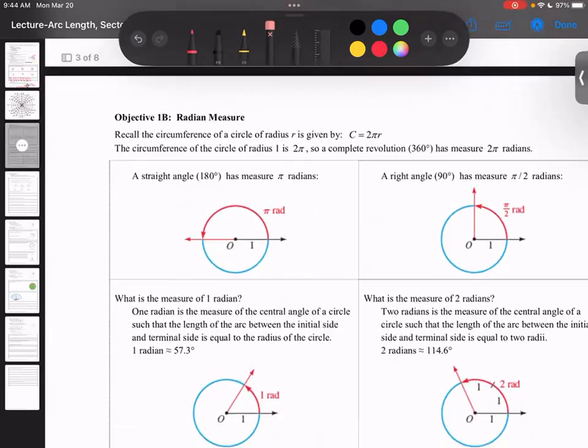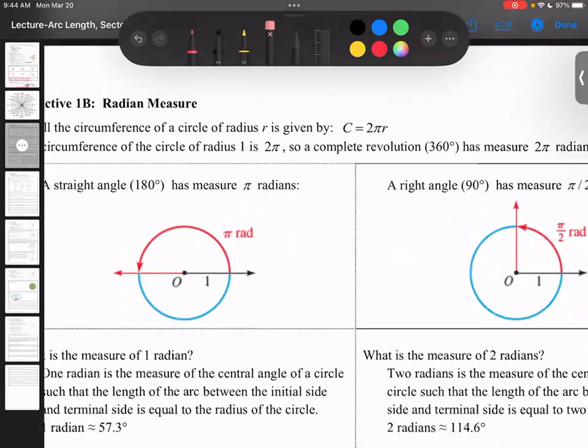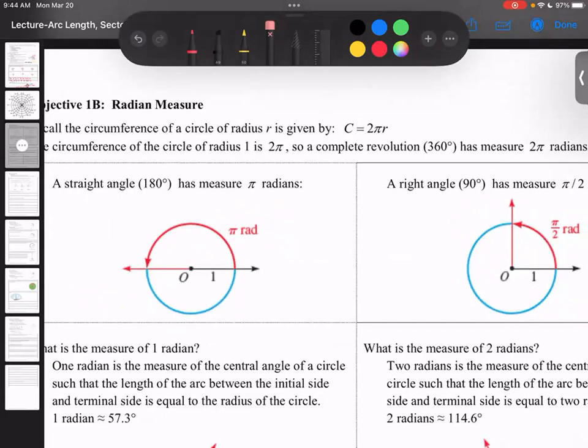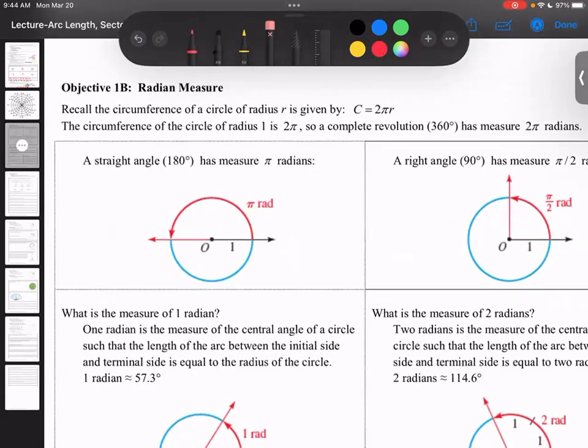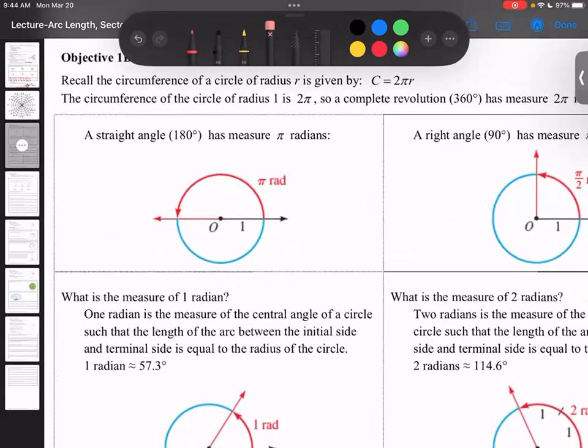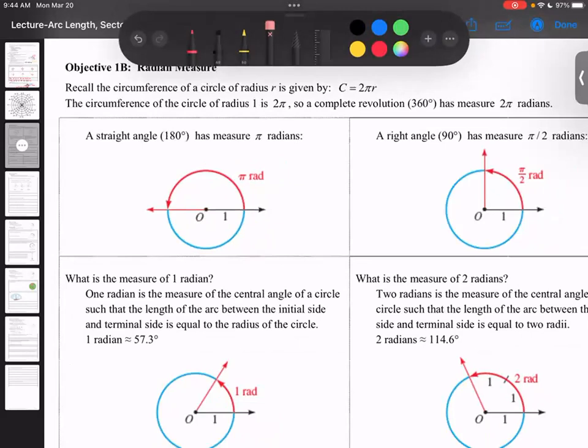All right, let's familiarize ourselves with radian measure. Recall the circumference of a circle with radius r is given by c equals 2 pi r. If the radius is 1, then you have a unit circle, and the circumference is just 2 pi. A complete revolution, which is 360 degrees, has a measure of 2 pi radians. So on this circle, pi will be half of a circle, 2 pi will be the whole circle, and a quarter of a circle will be pi/2 radians.